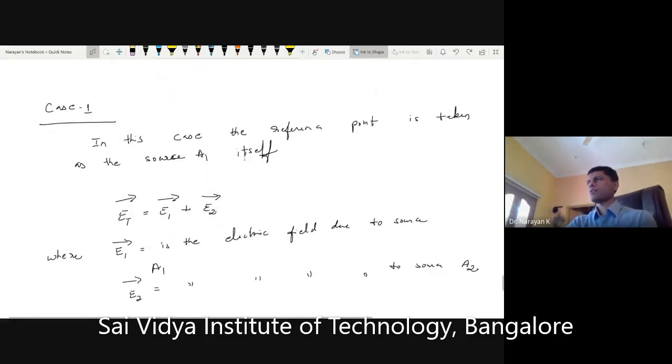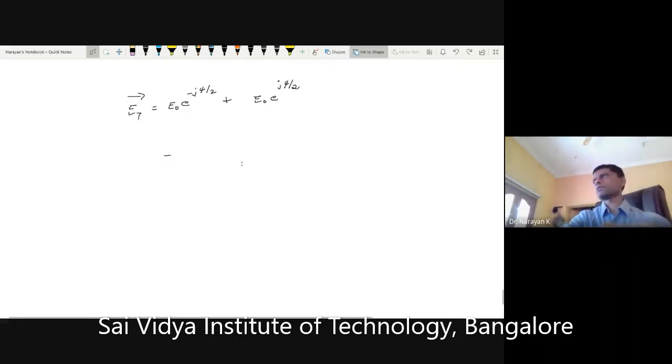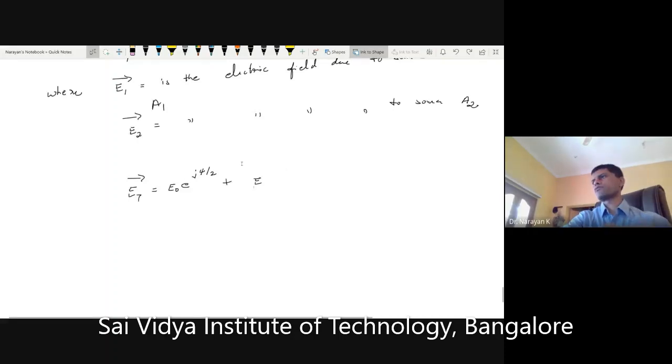Sorry, one small correction. I got just a little confused with these equations. When you are taking the reference point at the center of the array, that is one case. When you are taking the reference point at the source 1 itself, the first source will not have any kind of phase shift. That is a very important concept which you are required to know: the first source A1 will not have any kind of phase shift.